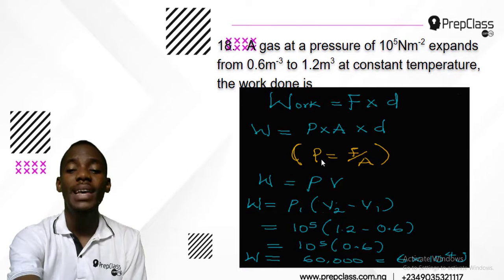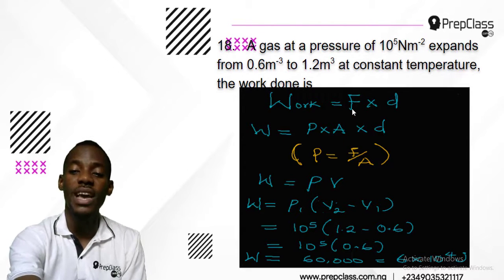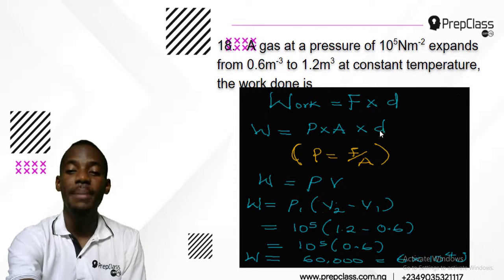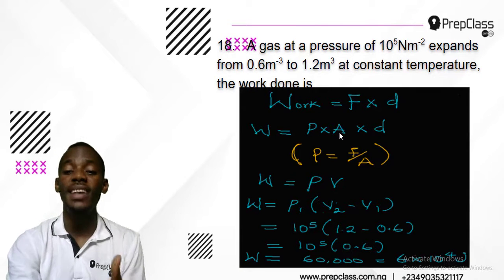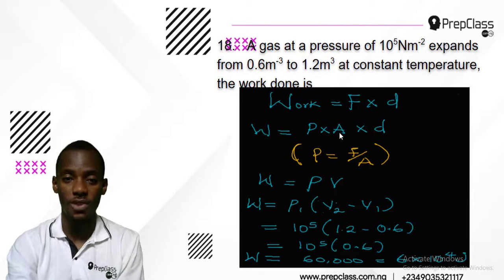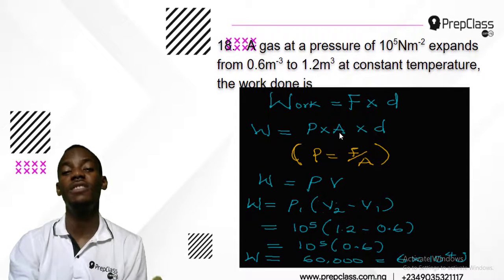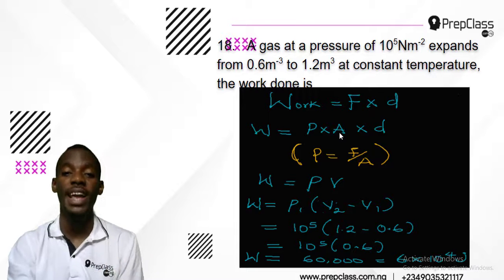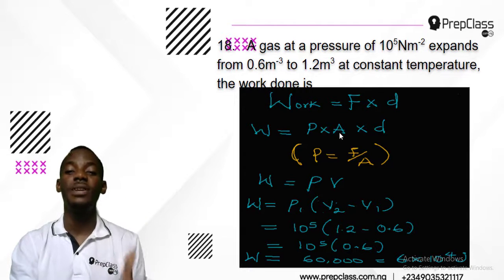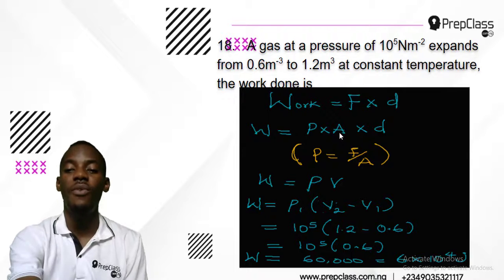The pressure formula itself is force over area. So if you cross multiply and you make force the subject here, you have force is equal to pressure times area. And then if you now substitute that into your force here, you'll be having pressure times area times D. So that means that pressure times area is now standing for force, because pressure is force over area. So my work is pressure times area times D.